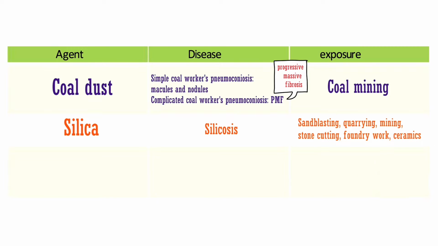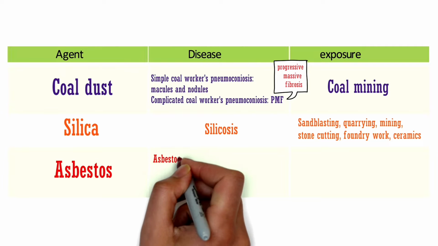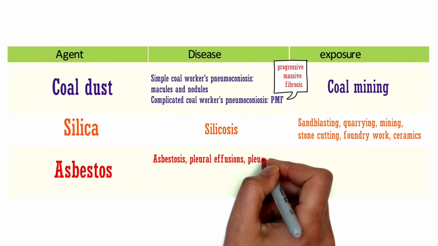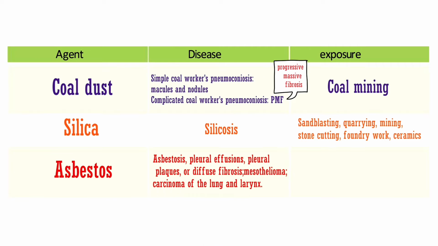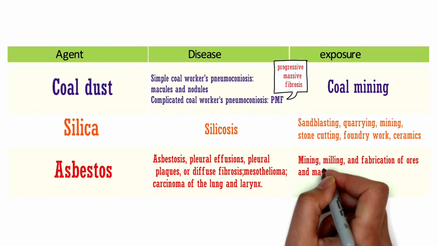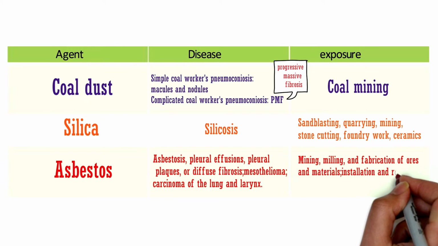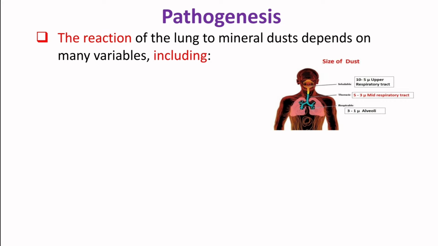The third agent is asbestos, that causes asbestosis, pleural effusions, pleural plaques, or diffuse fibrosis, and also can cause mesothelioma or carcinoma of the lung and larynx, by exposure to mining, milling, and fabrication of asbestos materials, installation and removal of insulation. Pathogenesis of pneumoconiosis.